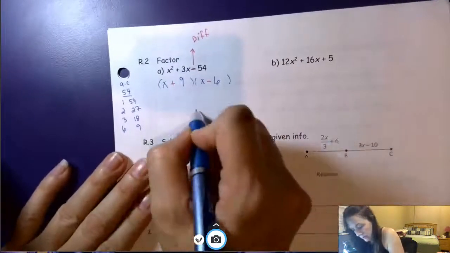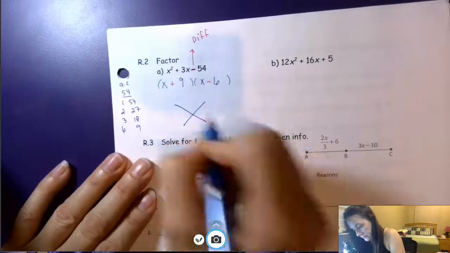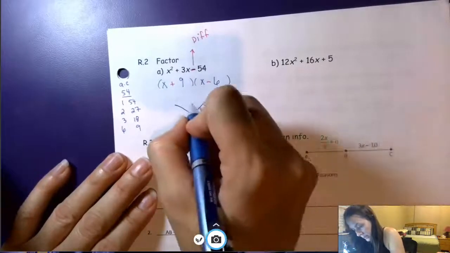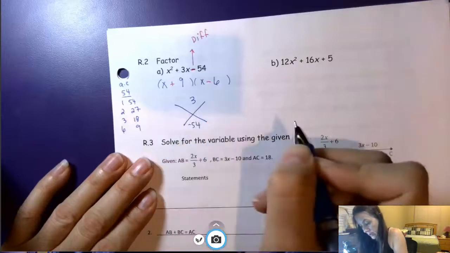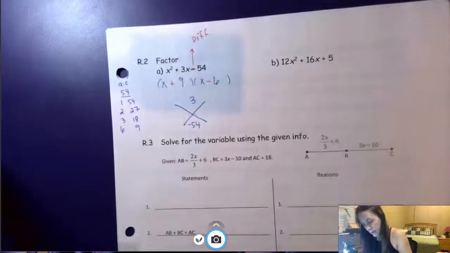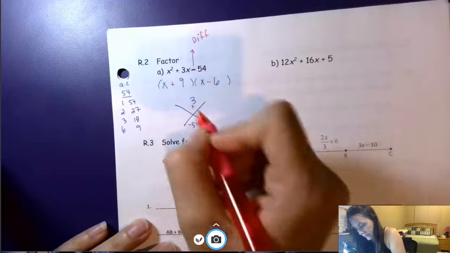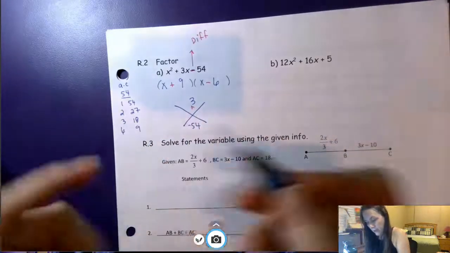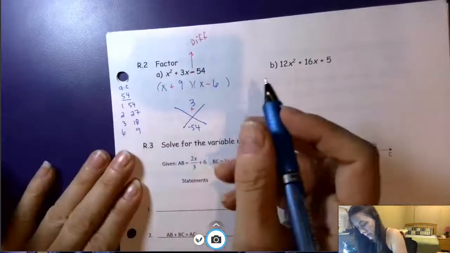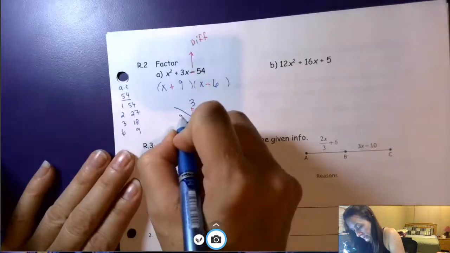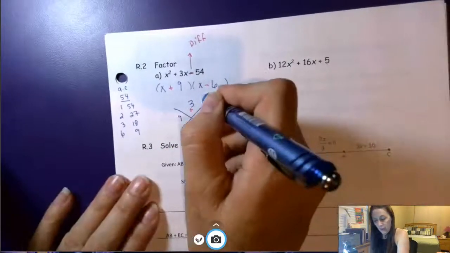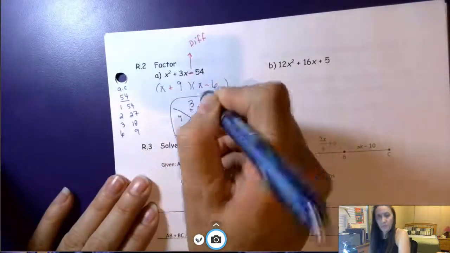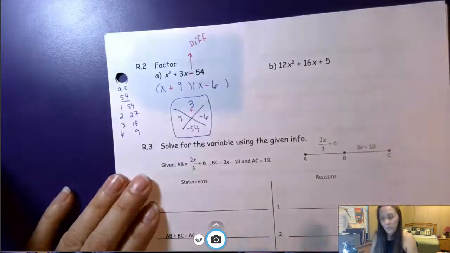I also have students who have done this in the past, who will put like the 3 up here and the negative 54 down here. And this one up here, you add to get them, this down here you multiply, and then you figure out what numbers are going to give you that combination, and it would be positive 9 and negative 6. So I don't know if you've seen that before. You do not have to do this, but some people have done that in the past.